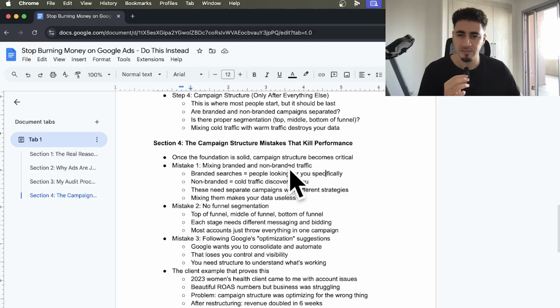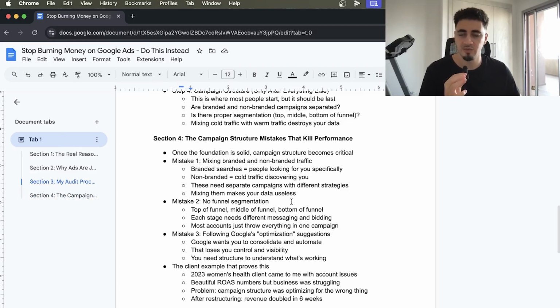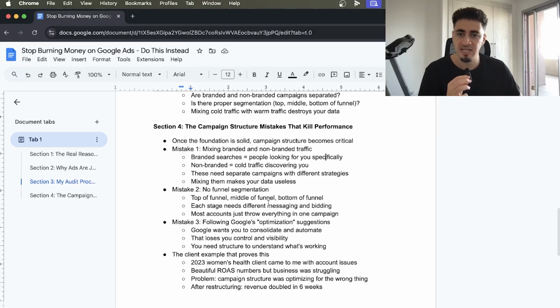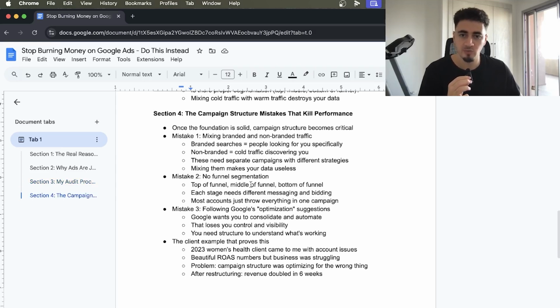So definitely don't mix brand and non-brand. And one easy way to do this is just exclude your branded terms. So create a negative keyword list with your branded terms and then apply that to your prospecting campaigns. Another thing is you need to have funnel segmentation, right? Top of funnel, middle funnel, bottom of funnel. And typically, I mean, there are many ways to do this.